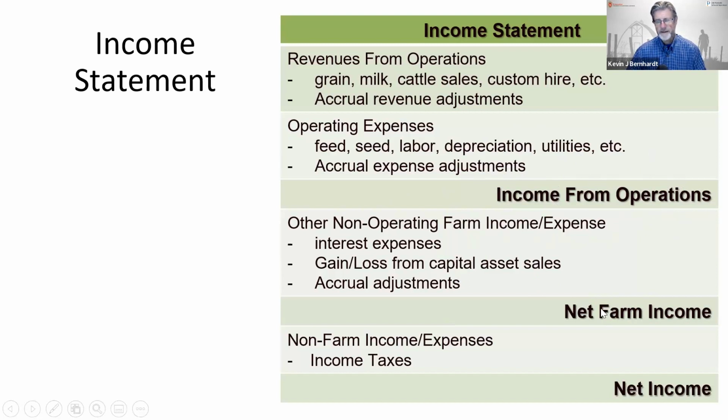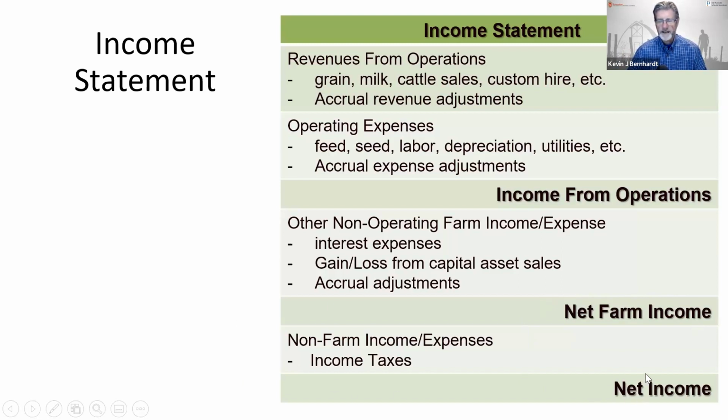The next net profit or net income figure is net farm income. And that's income from operations, but it also takes into account those non-operating farm income and expenses, primarily, again, interest that's being paid and the gain or loss from capital asset sales. That gets us to what our profit is for the farm itself, including both operating and non-operating income and expenses.